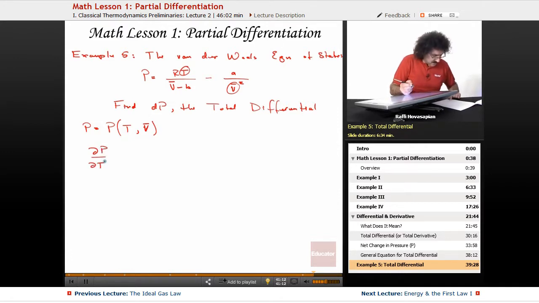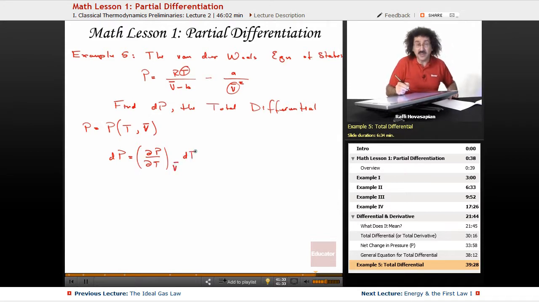Let's go ahead and write the formula for the total differential. dP is equal to the partial of P with respect to the first variable, holding the second variable constant, times the differential of the first variable, dT, plus the partial of the function with respect to the second variable, holding the first variable constant, times the differential of the second variable. Okay, now we just need to plug these in.